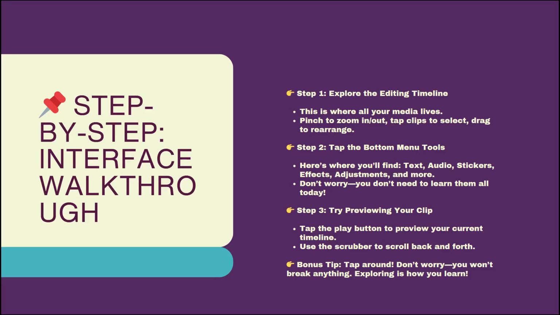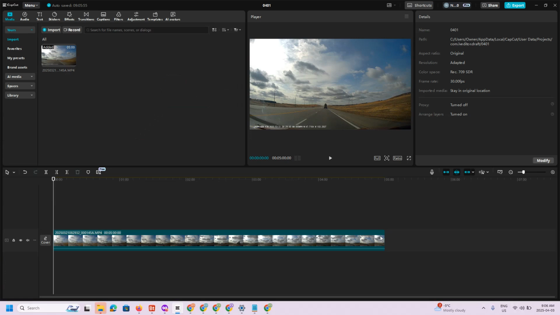And then on the bottom of your mobile app, you'll see the menu tools. So you'll find your text, your audio, your stickers, your effects, adjustments, and all that stuff. And then on the desktop version, you will find them up at the top. Here's your text, stickers, all of that stuff. Now don't worry, you don't need to know all of this all at once. Today is just meant to play with them a little bit, see what you can do, see what you can discover. There's so many features to be discovered here.